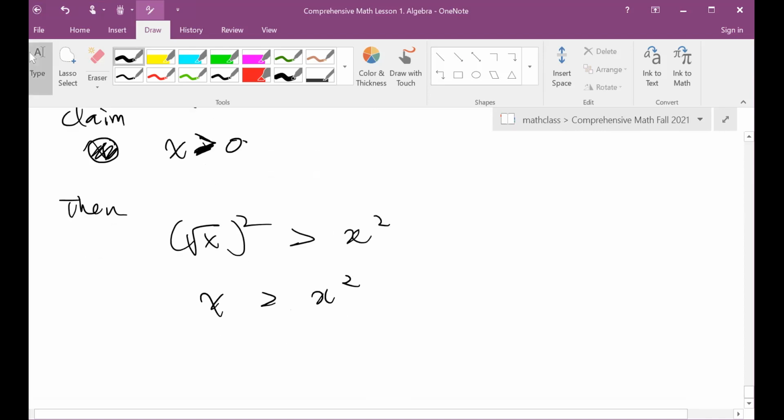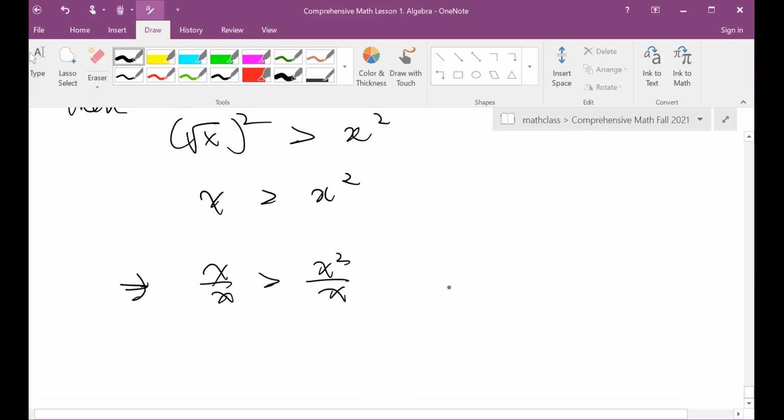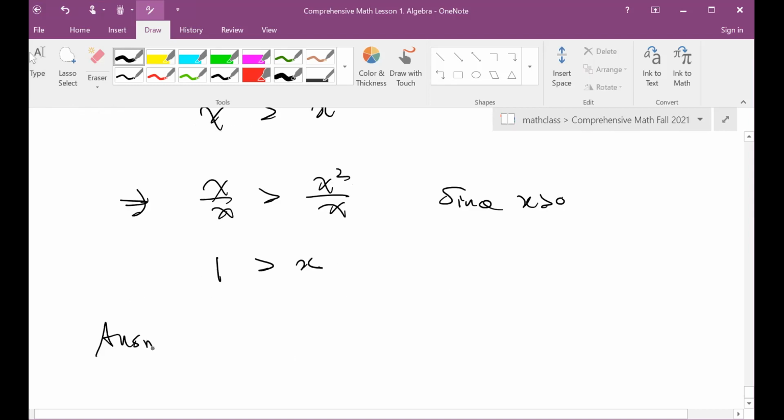And since x is positive, you can even divide by x on both sides. It does not change the direction of the inequality. And then what do you get? Since x is positive, you can do that. So it's 1 greater than x. All right, so your conclusion is x is greater than 0 and less than 1.